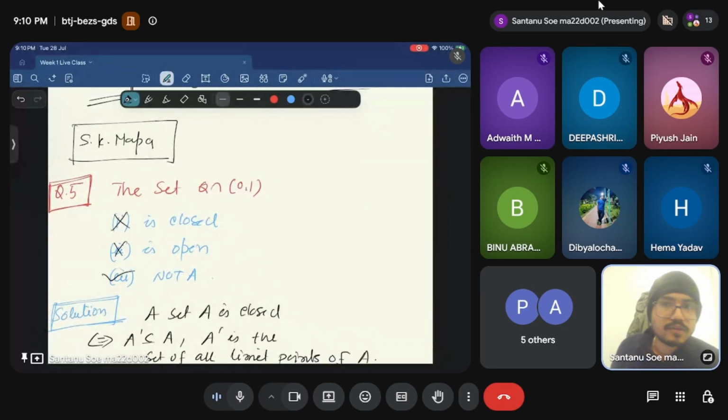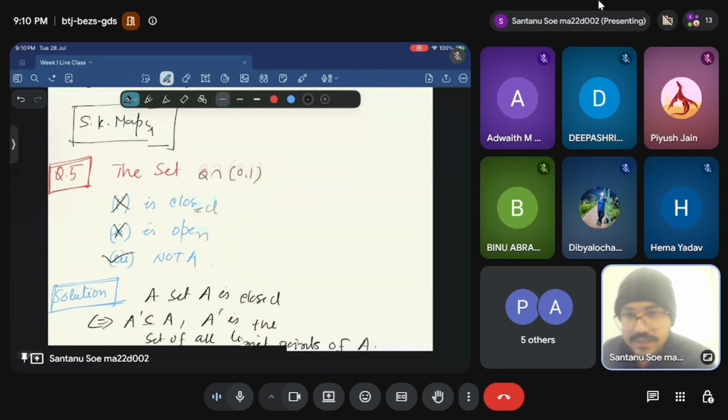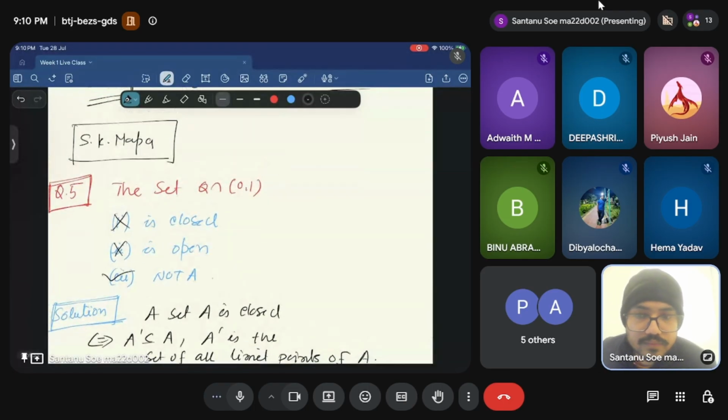So is it clear for everyone, or should I explain again? You can tell me a specific part where I have to explain right now, or then I can explain. Any doubt? Anyone? It is clear, right?